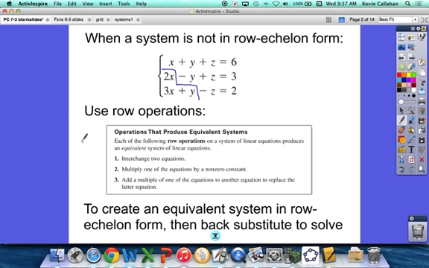So if it was negative z equals 2, that would still be row echelon. Sure, you might have to do a little bit of solving on the last one, but since there's only one variable, it would be a simple thing to solve. The last one was z equals 3, but it doesn't have to be 1 times z equals something. As long as it's only one variable, you can solve it pretty easily.